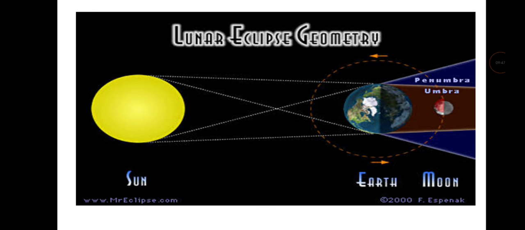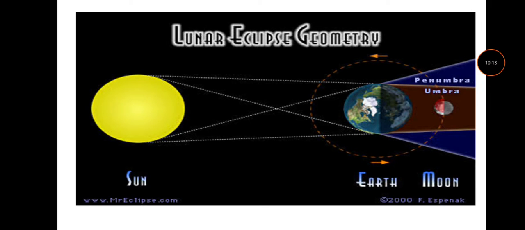Okay, when the earth comes in between the sun and the moon, it blocks the rays of the sun from reaching the moon. Even though the moon is present, we are not able to see it. Okay, इसको कहते हैं चंद्र ग्रहण और lunar eclipse.